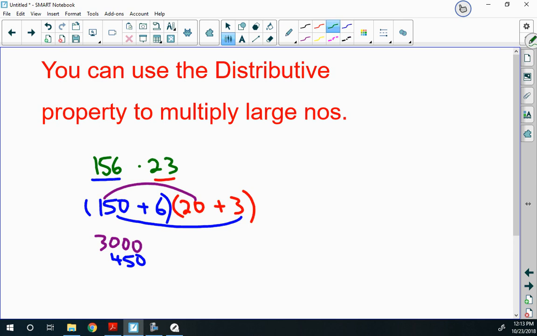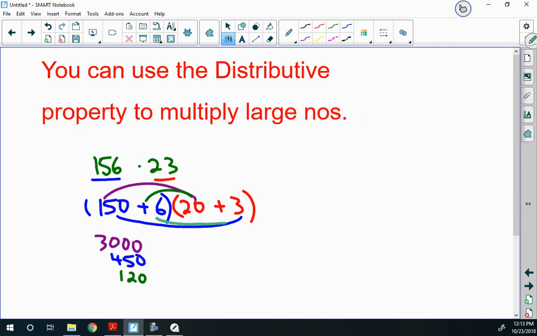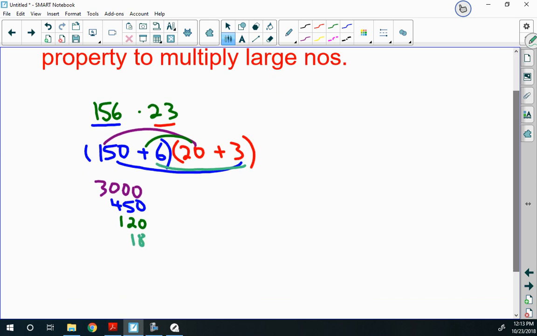So let's look at this inner rainbow. This inner rainbow, 6 times 20? 120. And then, last but surely not least, and I know your name's not Shirley, the last product, 6 times 3, is 18. So in doing that, we still have to multiply, but we didn't have to multiply anything difficult to multiply, right? And when we add, we don't have anything real difficult to add.